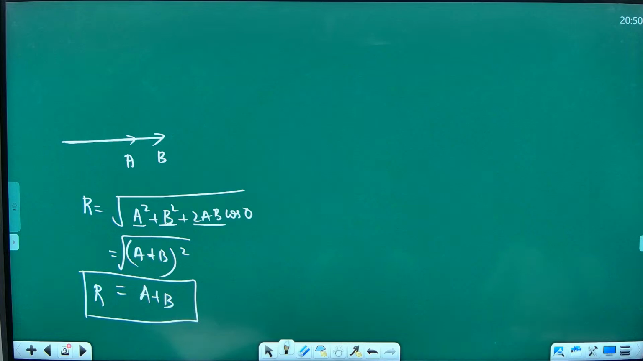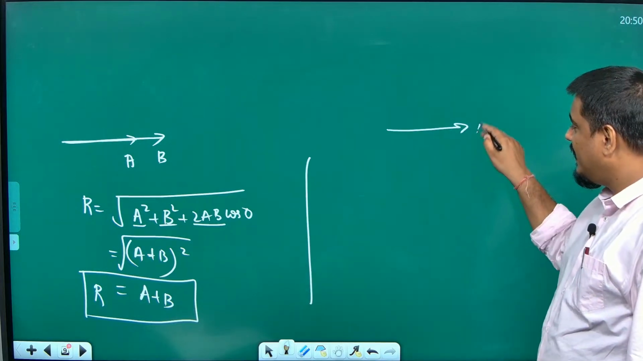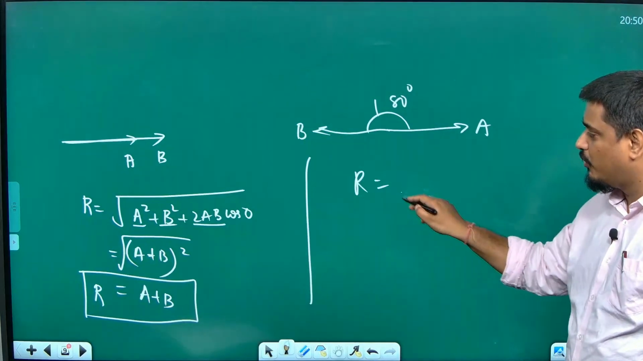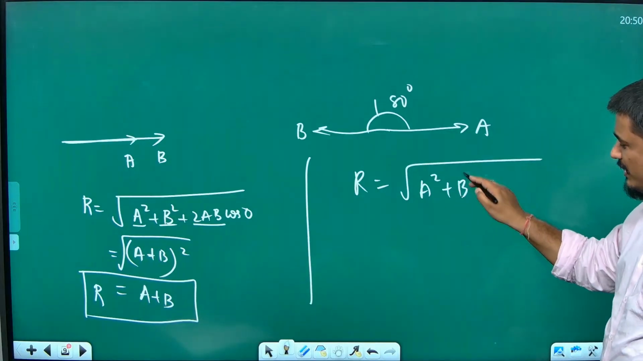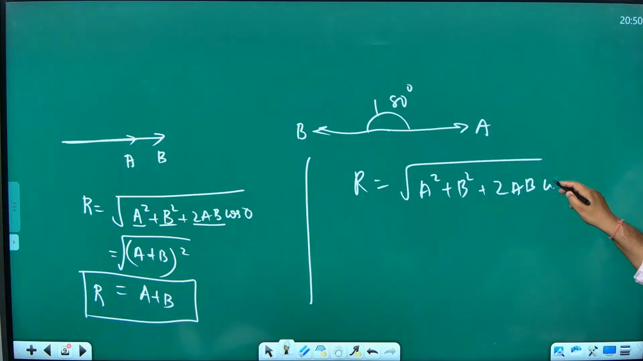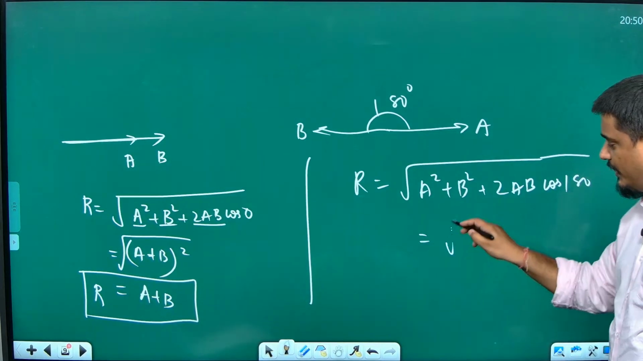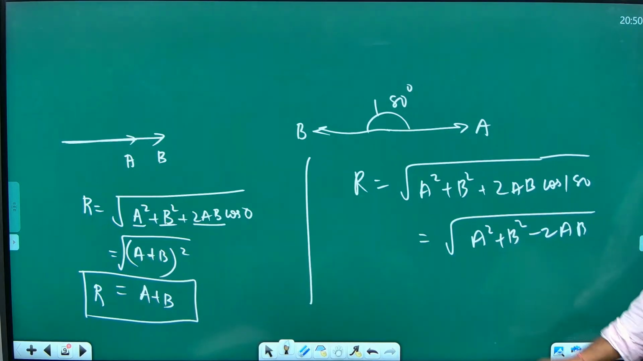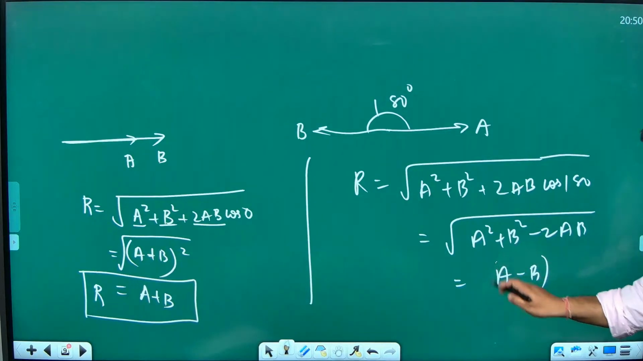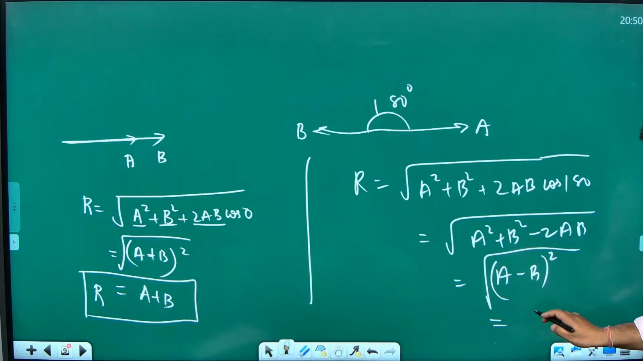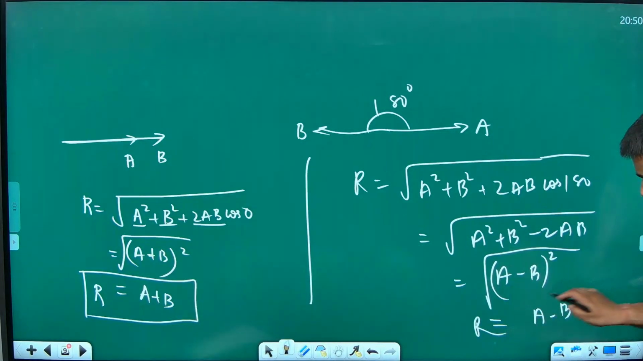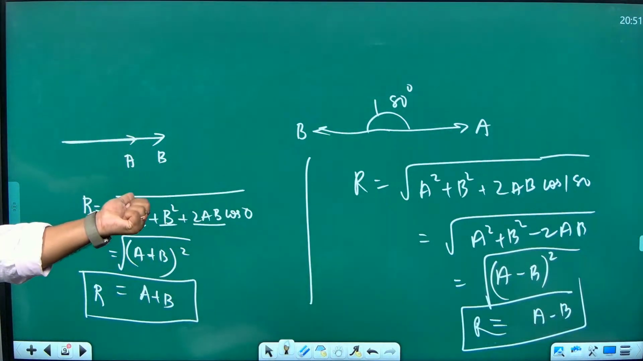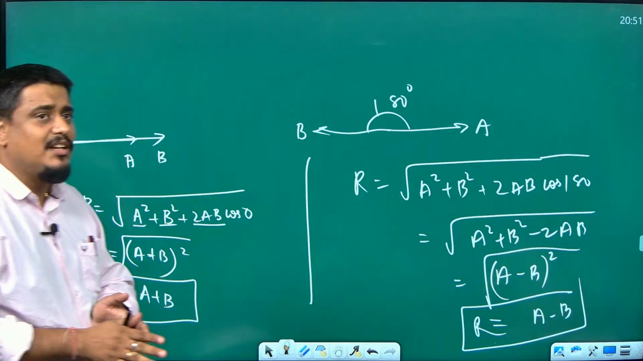Now subtract. This side A, this side B. What is the angle between them? 180 degrees. So R will become equal to root over a square plus b square plus 2ab cos 180. What is cos 180? Minus 1. So it will become a square plus b square minus 2ab. What is that? A minus b the whole square. So a minus b the whole square root over will give a minus b. Got it? So that's why you subtract two forces or two vector quantities if they are in opposite directions, and if they are in the same direction, we add them.